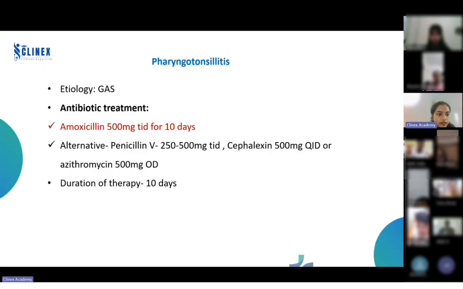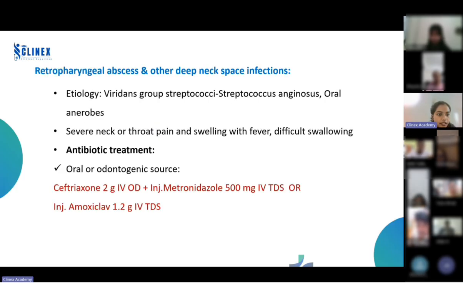Next is the retropharyngeal abscess or other deep neck space infections. Here the etiology will be the viridans group of streptococci. Which are the viridans group of streptococci? Can someone type? No, all of you just type in the chat box. Viridans group of streptococci.